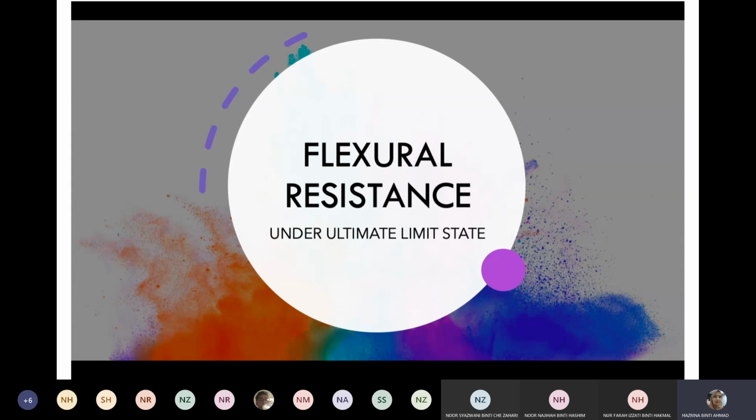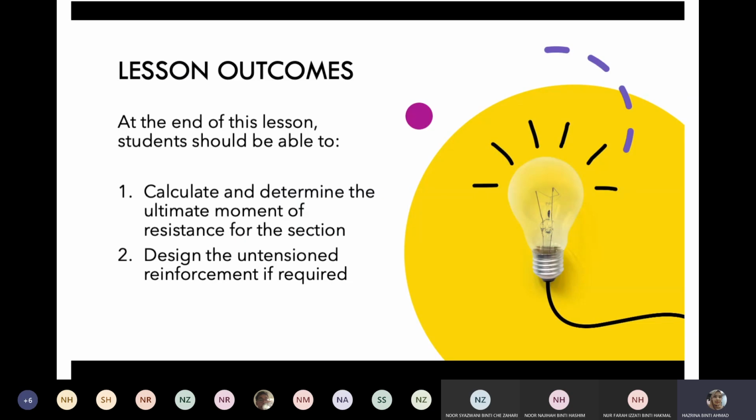Okay, so this topic, we have flexural resistance under ultimate limit state, right? So at the end of this lesson, you should be able to calculate and determine the ultimate moment of resistance for the section, right? And the second one is to design the untension or conventional reinforcement if required, right? So after we have determined the ultimate moment of resistance for the section, then we are going to compare with the design moment.